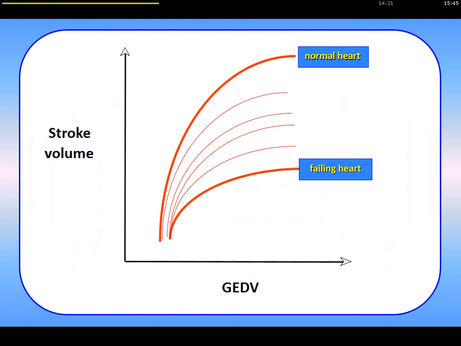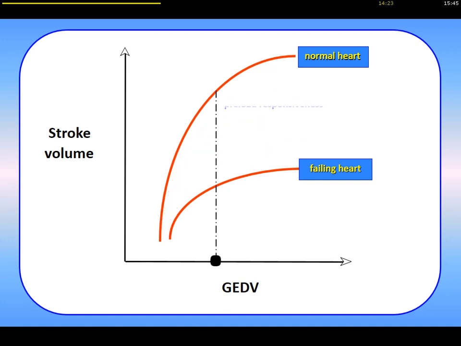Why? Simply because a given value of preload, in this example of GEDV, can be associated with preload responsiveness or preload unresponsiveness, depending on the left ventricular or the global ventricular function. In case of normal heart, you can have preload responsiveness. In case of failing heart, you can have preload unresponsiveness. So you cannot know, in fact.